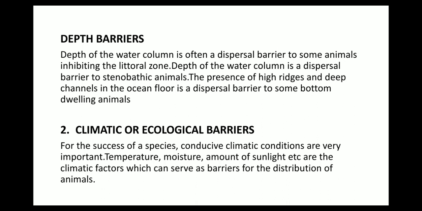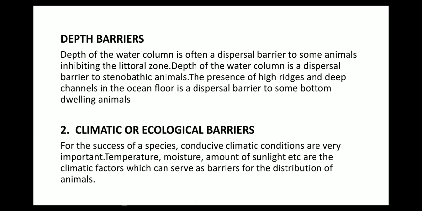Next, depth barriers. Depth of the water column is often a dispersal barrier to some animals inhabiting the littoral zone. The animals which cannot move beyond a narrow range of depth are called stenobatic animals, and those which can move down to deep depth are called eurybatic animals. Thus, depth of the water column is a dispersal barrier to stenobatic animals. The presence of high ridges and deep channels in the ocean floor is a dispersal barrier to some bottom-dwelling animals.